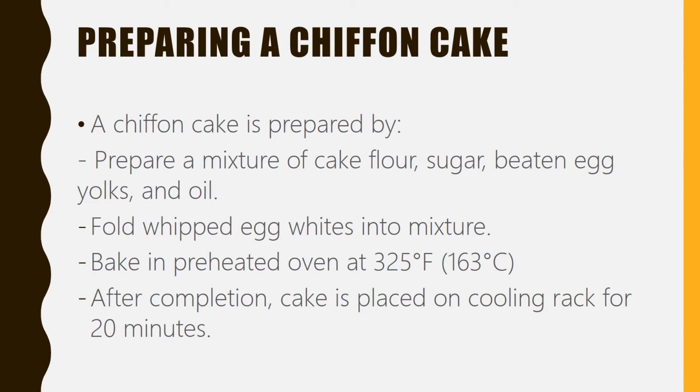The steps to take when preparing a chiffon cake are to prepare a mixture of cake flour, sugar, egg yolks, and oil. Fold the whipped egg whites into the mixture. Bake in a preheated oven at 325 degrees Fahrenheit. After completion, the cake should be placed on a cooling rack for 20 minutes.